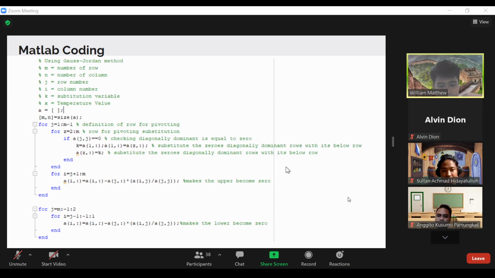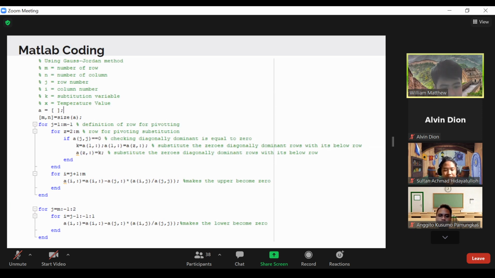After that, the second part is to make the upper matrix become 0. That's why here the code is i equals j plus 1 until n. It means that the column from j plus 1 until m, which is the number of rows, will be calculated one by one until the upper side of the matrix becomes 0.